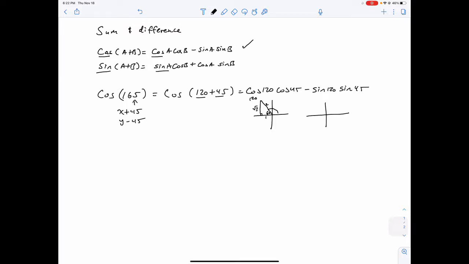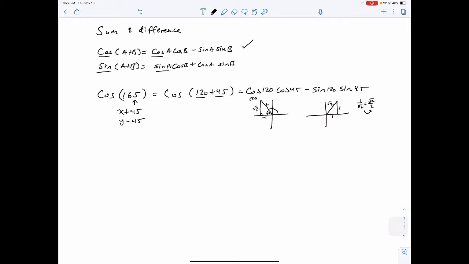Remember, if we're going left, the x value is going to be negative. On our 45-degree triangle, that's in quadrant 1: 1, 1, square root of 2. And just for our sake, we're going to say 1 over square root of 2 will equal square root of 2 over 2, right? That's us rationalizing the denominator.